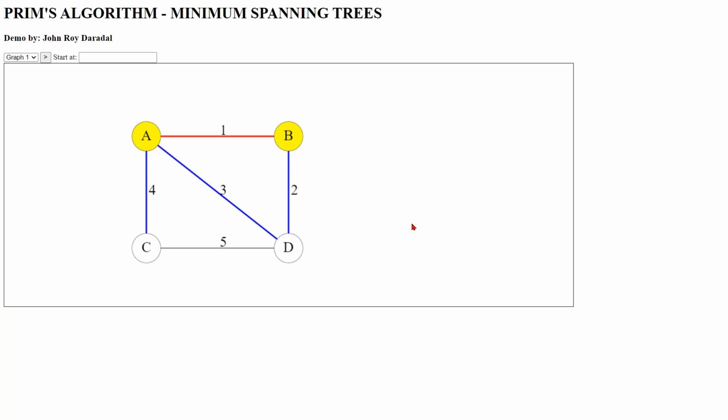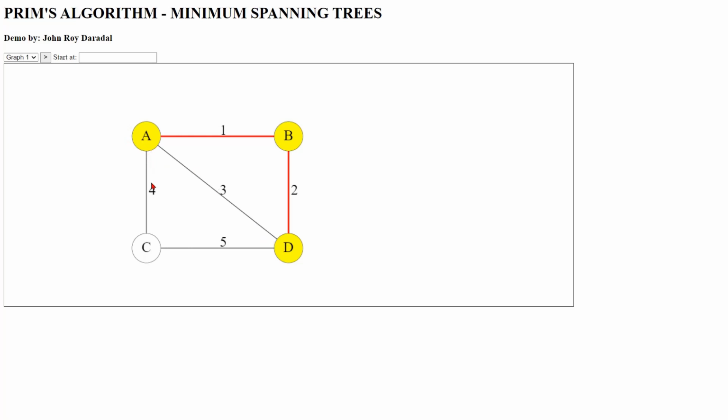So out of the three, we will pick BD because that has the minimum edge weight. And then we'll repeat again. So this time, is AD still a candidate edge? This time, it's not anymore because both endpoints of AD are already processed. So we don't need to consider AD anymore.